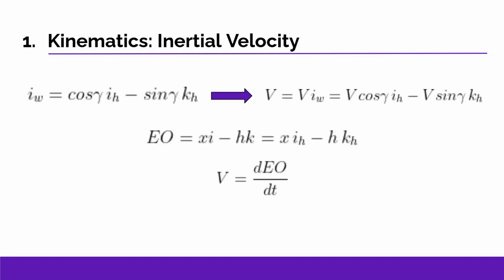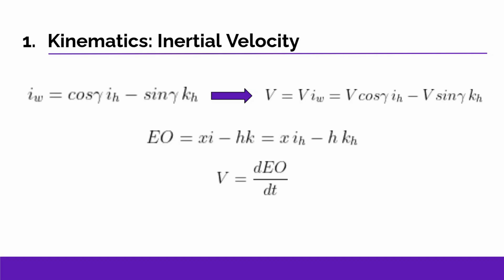So now we can actually use that to define our position vector EO, and that is x of I minus h of k, with a minus sign in front of h because positive k points down. So if you have a positive altitude, it's going to be negative. And you see that all of that is equal to x of IH and h of kh, which is the expression expressed in the local horizon frame, and that is equal to what you have on the left.